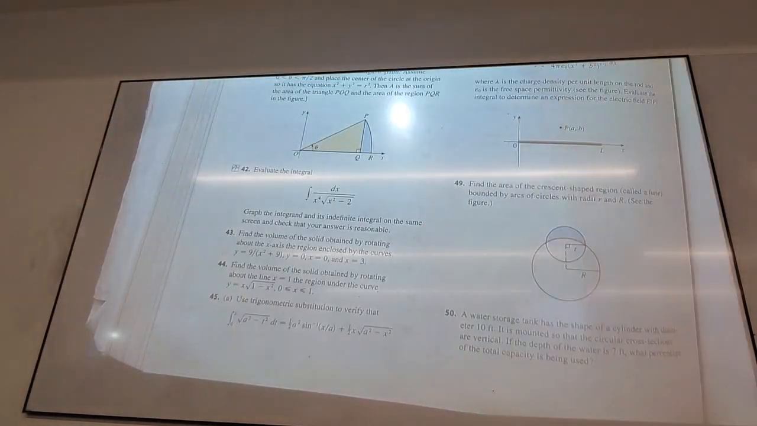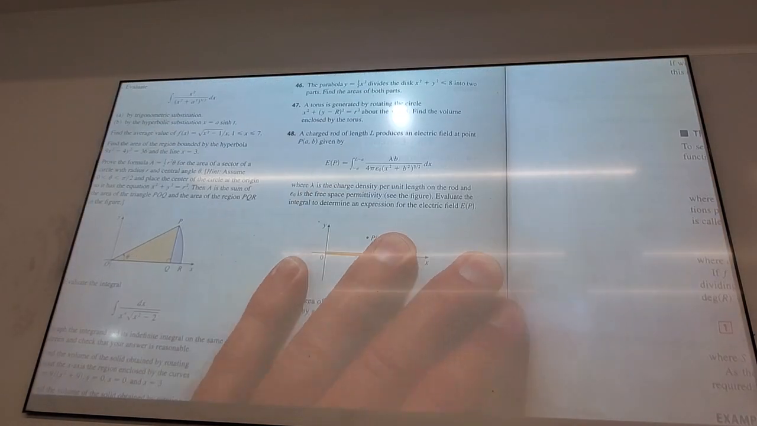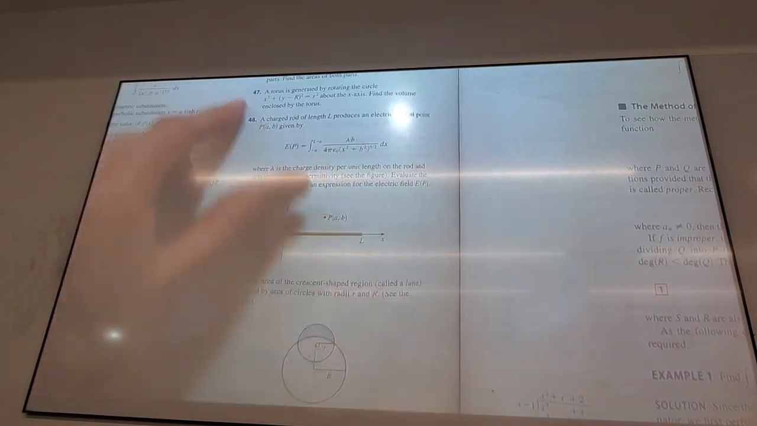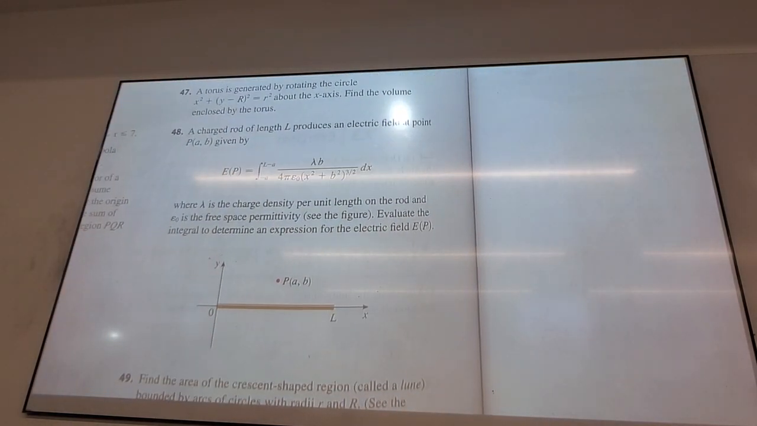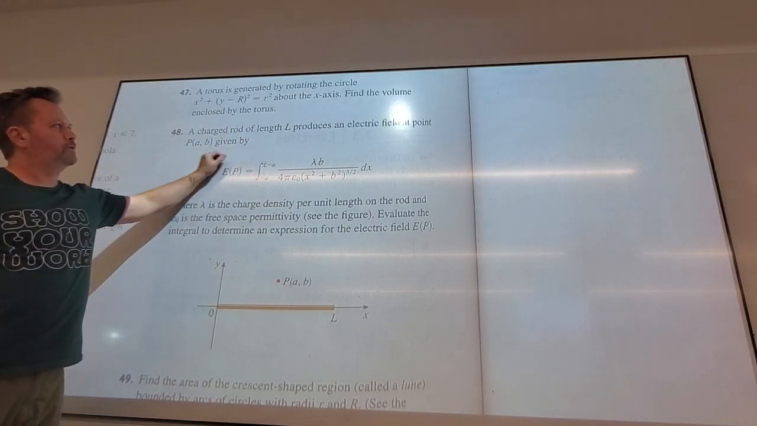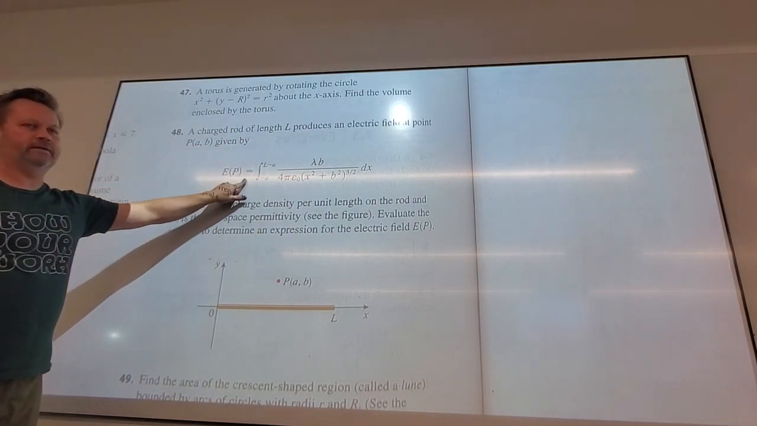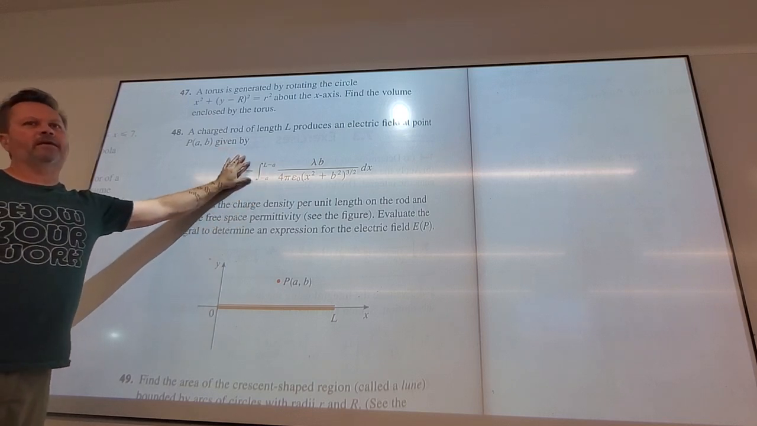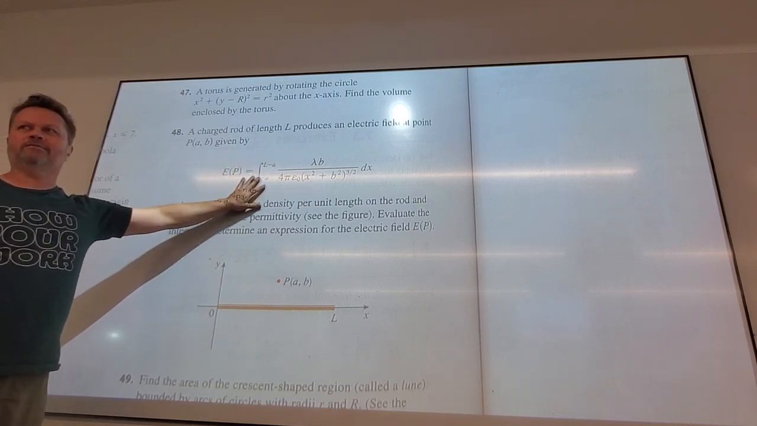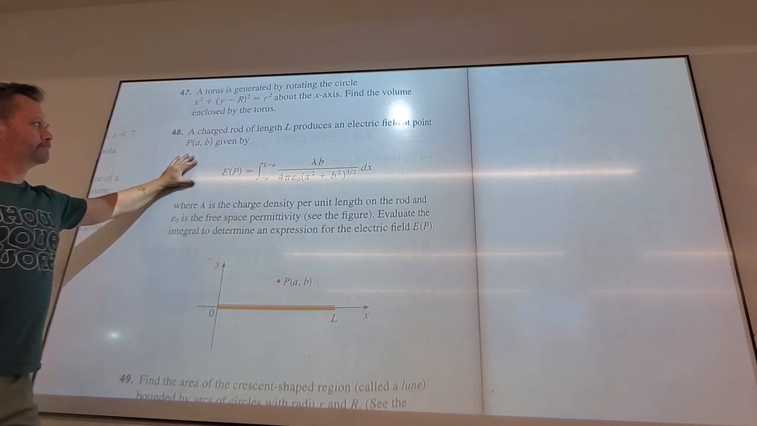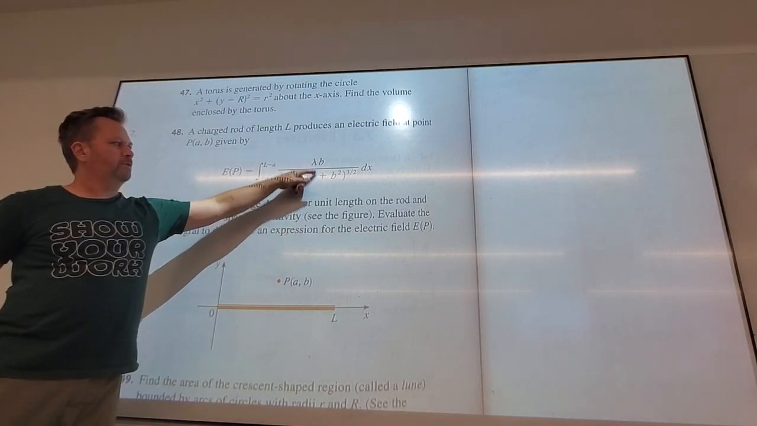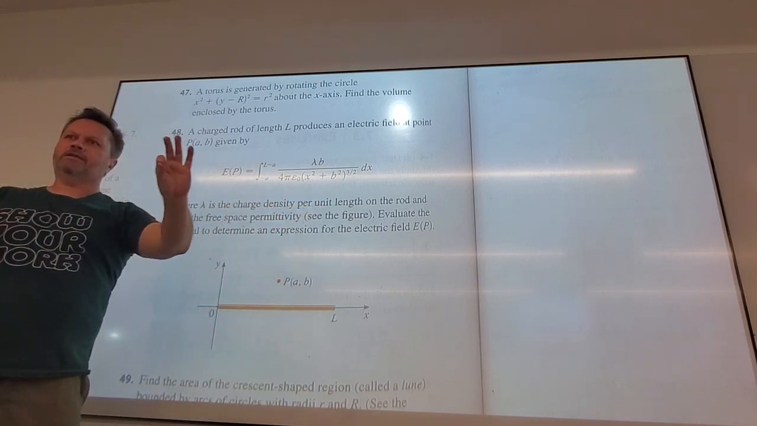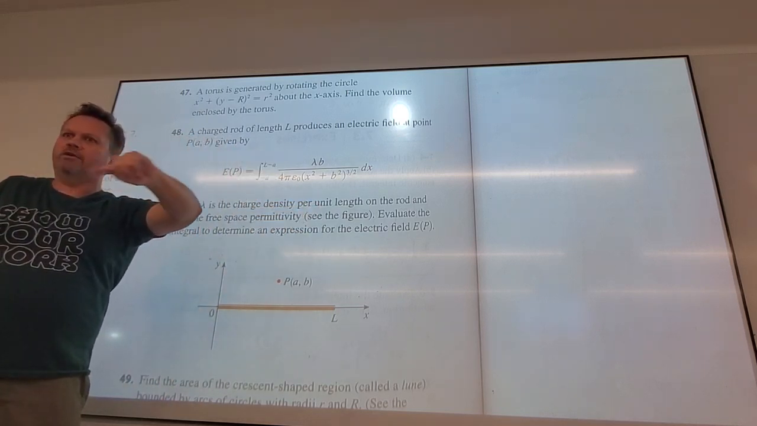I have a feeling that 48 was meant to be like a challenge, like an extra credit or something. But it looks like it on first glance, right? A charged rod of length L produces an electric field at a point given by this. And then you sit back and you go, what class does this guy think I'm in? Isn't it like physics or something? Yeah, totally physics. Lambda is the charge density per unit length on the rod, so we're assuming that the charge density on the rod is uniform, so it doesn't change along the length of the rod.